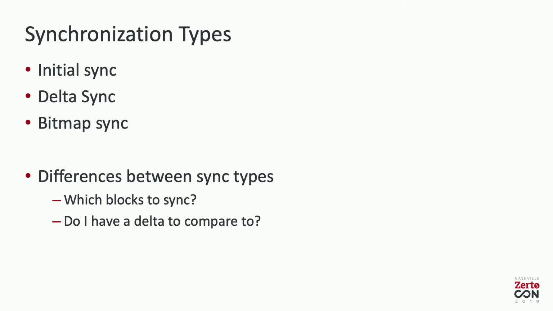And the other question is, do we have a delta to compare to? Do we have some kind of preseed on the recovery side? Initial sync is done once at the beginning when there is nothing on the recovery side. So we have to send everything over the WAN.